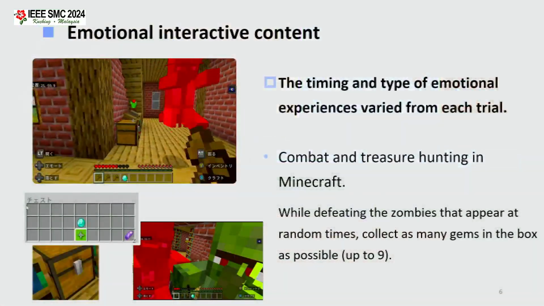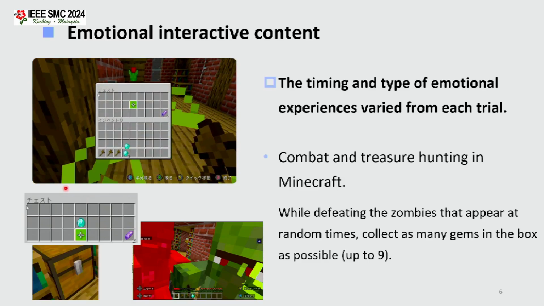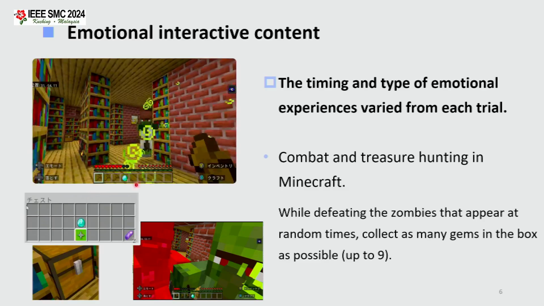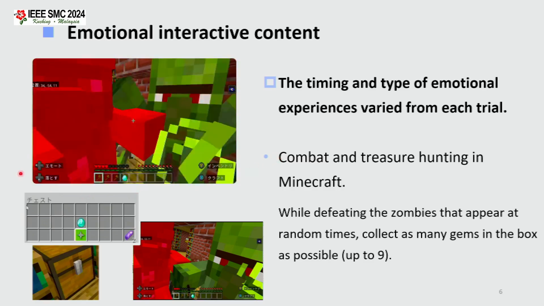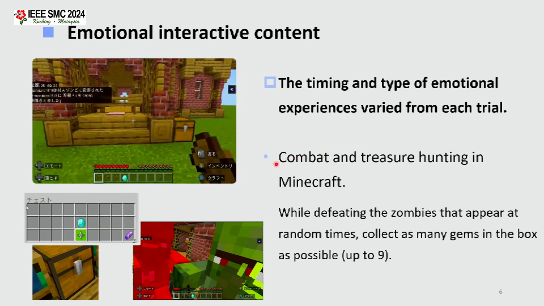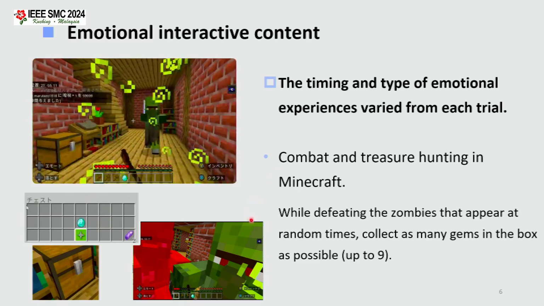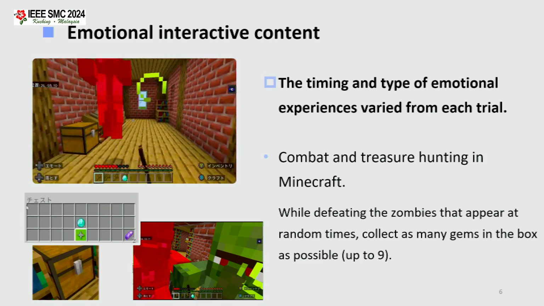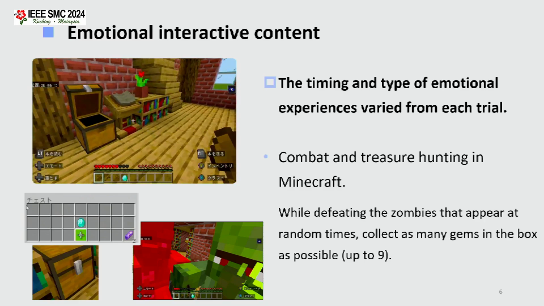In the experiment, we use a combat and treasure hunting stage as emotional interactive content. The video shows the actual game screen. The game was designed to randomize the appearance of enemies and rewards. So the timing and the type of emotional experience varied from each trial. The game evokes a variety of emotions through the combat and discovery of gems, including anger, frustration, joy, and relief.